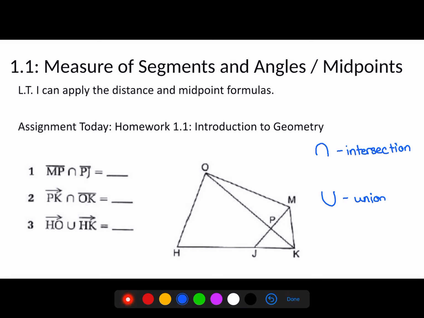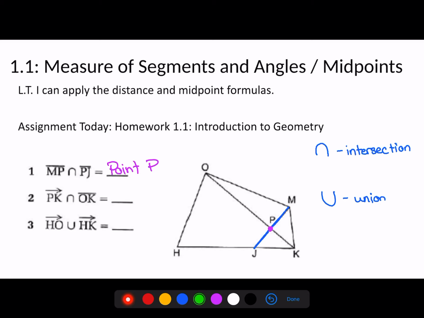So, first off, our first one is dealing with an intersection. So we have the intersection of segment MP and segment PJ. Well, where do those two intersect? Right here at point P. So that'd be our answer, point P.